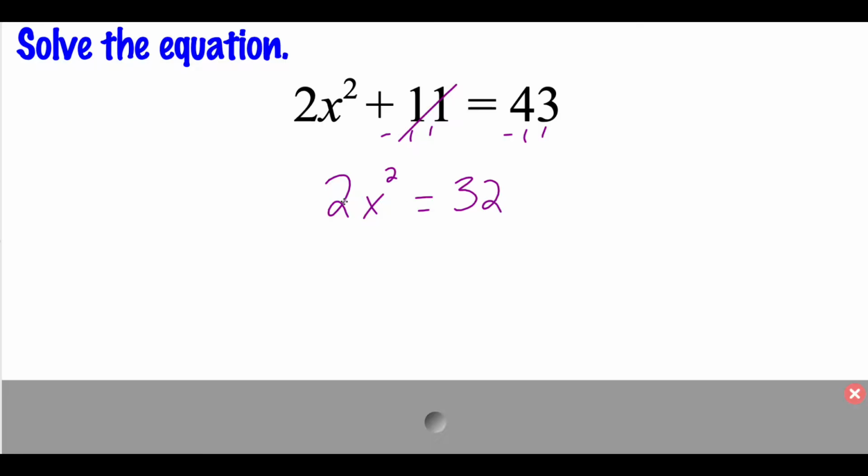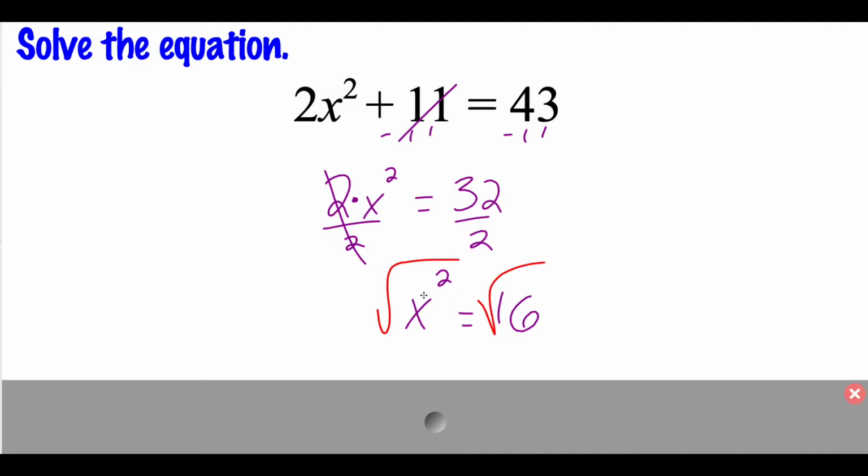But I still need to get rid of that 2 that's attached to the x squared. And that really means 2 times x squared. So to get rid of that multiplying, I'm going to divide both sides by 2. So that leaves me with x squared equals 16. Now to get rid of that squared power, this is where we're going to do the square root. So the squared and the square root cancel each other out, so I get x equals.